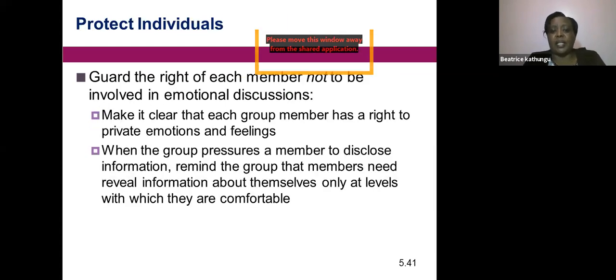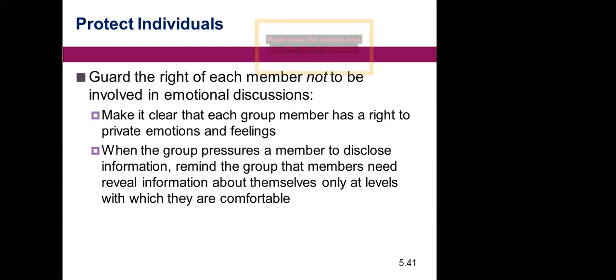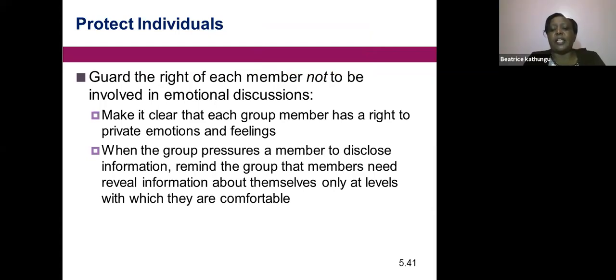We need to guard the right of every member not to be pushed into emotional discussions. That's to say, we need to make it clear that every member has a right to their private emotions and feelings. So if the group pressures a member to disclose information, you need to protect the member and remind the group that members should be allowed to only reveal what they feel comfortable about, at the levels they feel comfortable about.